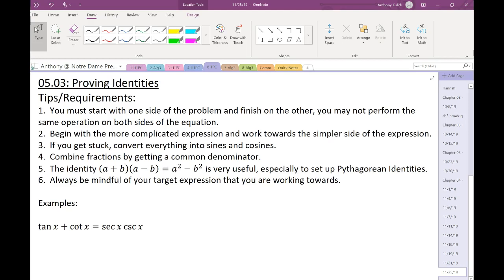We're not going to allow you to do the same operation on both sides of the equation, so you can't change both sides. You're going to just pick one side and work on that one side. Everybody okay with that idea?